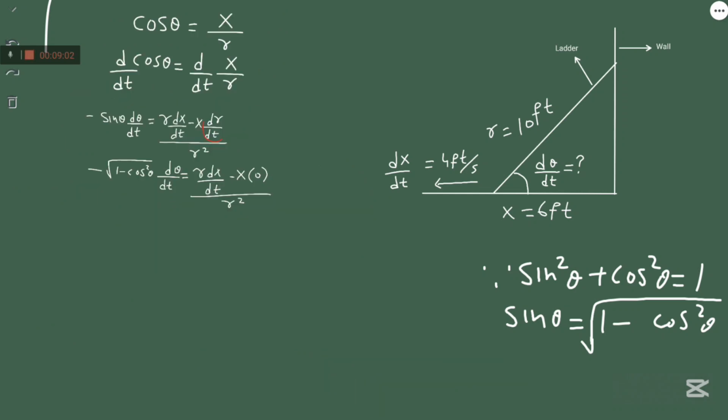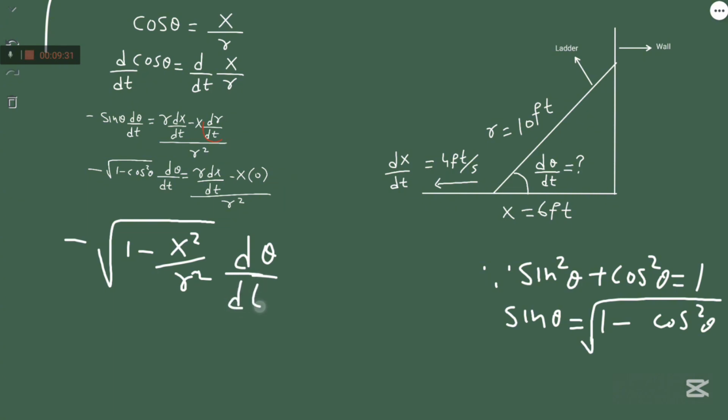Okay, I can write minus the square root of 1 minus, and the cos value is x over r, so I can write x square over r square, then d theta over dt, equal to r dx by dt over r square.